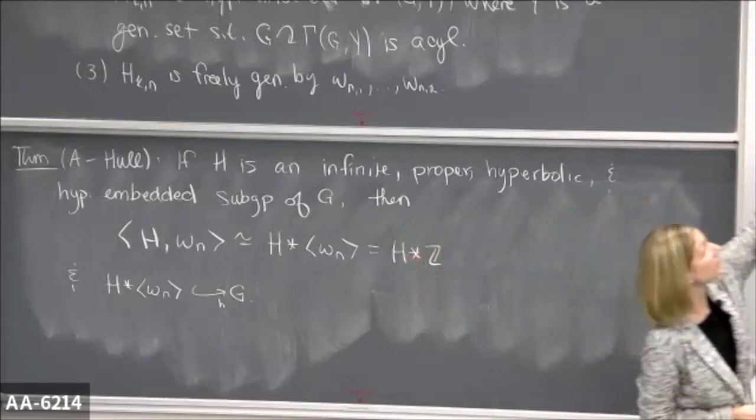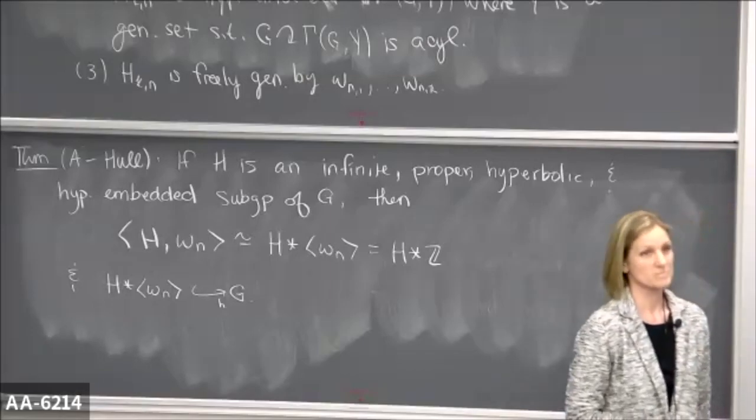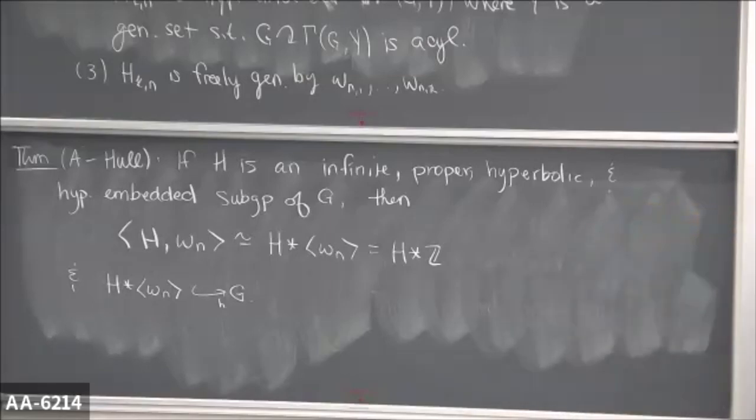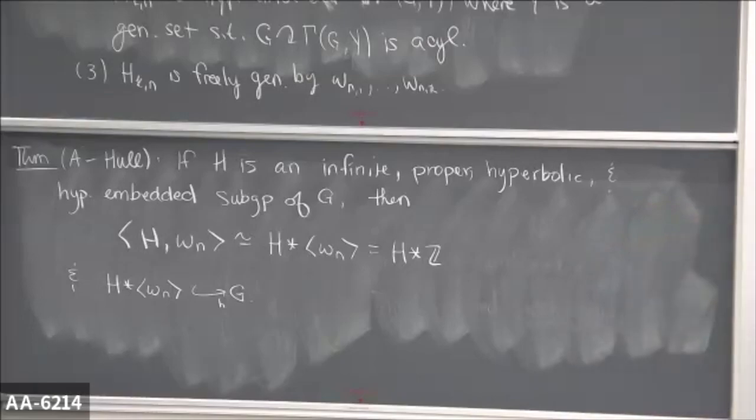This E of G contains the center of an acylindrically hyperbolic group, way up at the top. That's not clear from the way I defined E of G, but it is true that the center will be in there. Other questions or objections?